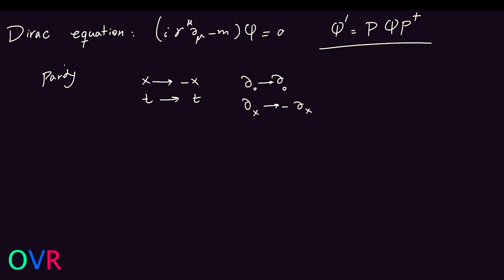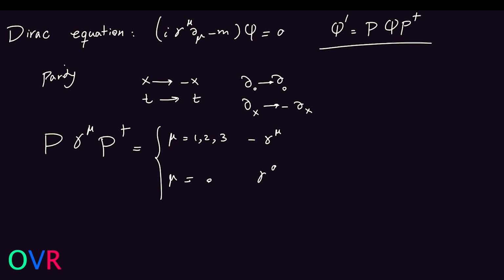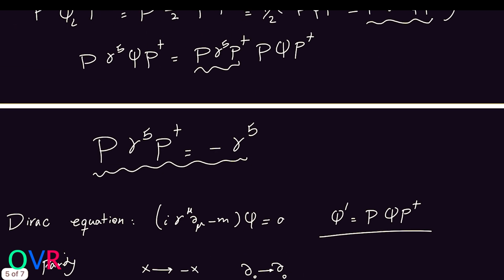So at the end of the day, if you apply all of these transformations together, you have to require that the gamma matrices and the parity operator satisfy the following equations. If mu is equal to 1, 2, and 3, this is equal to minus gamma mu. And if mu is equal to 0, that's gamma 0. And you see why I am making such a choice. So this is something that it should satisfy, and I can basically use this term.